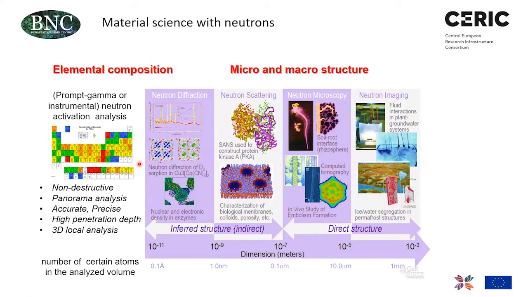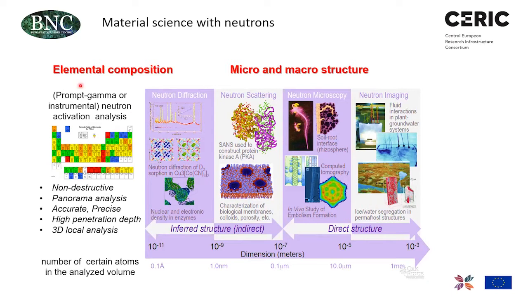So for introduction, I hope you attended on Monday the PGA and imaging theoretical session, and we discussed already about the basics of this technique. So if you consider the portfolio of neutron techniques, there is diffraction and scattering for nanoscale and microscale structure. There is neutron imaging for macrostructure, which means tenths of a millimeter or above.